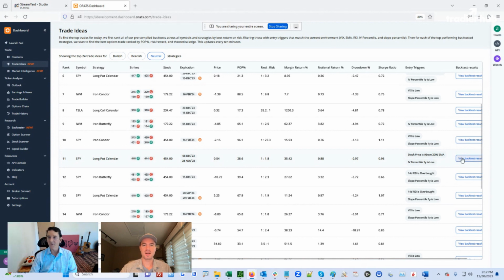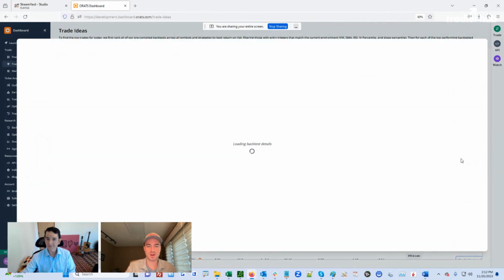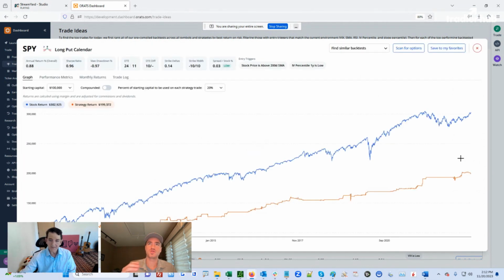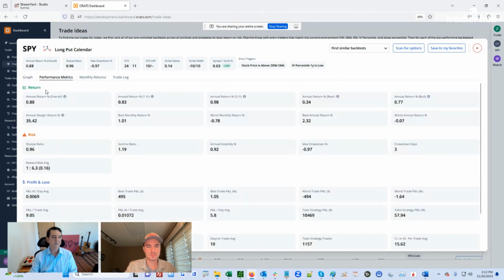Part of these trades are backtested, and our trade ideas actually come from the backtester. You can, and Matt's about to click on it, see the backtest results for each trade, which is really neat. You're not just seeing a trade idea based on how we value the probability of profit. You're seeing it based on the margin and notional returns of its historical performance for this current environment.